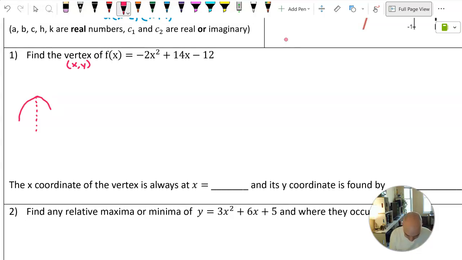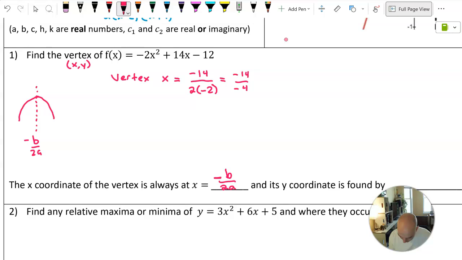Whatever this parabola is, the vertex will lie on the axis of symmetry, which we happen to know is at negative b over 2a. So the x-coordinate of the vertex will also be at negative b divided by 2a. So let's try that out. The vertex is going to have an x-coordinate of negative b, which is negative 14, divided by 2a, so 2 times negative 2. So that's negative 14 over negative 4. That's the same as 7 over 2, which is 3.5.